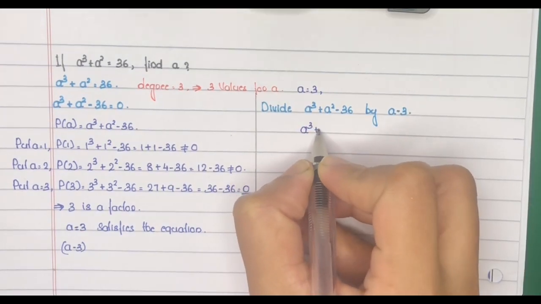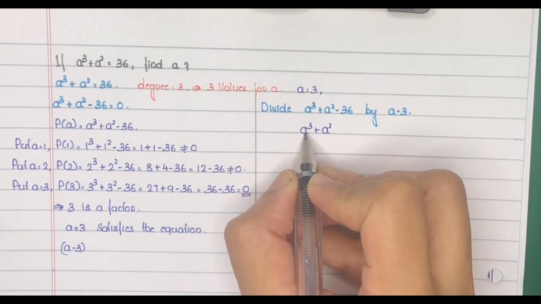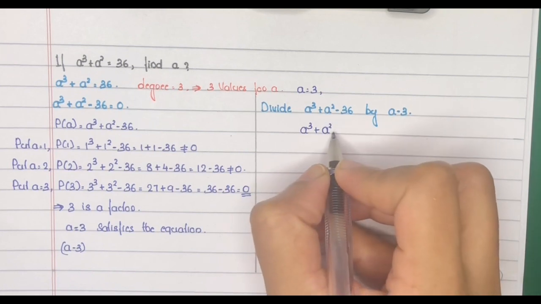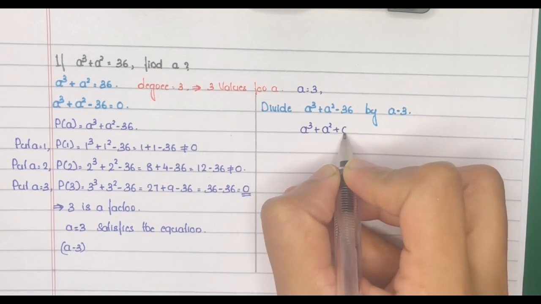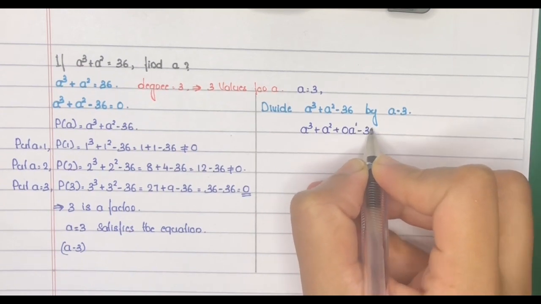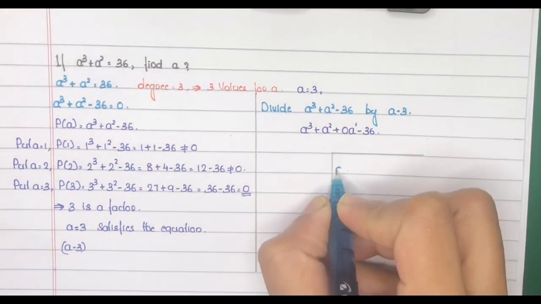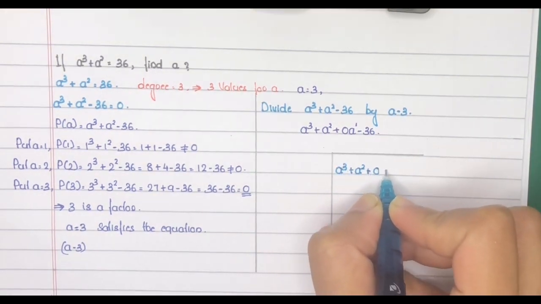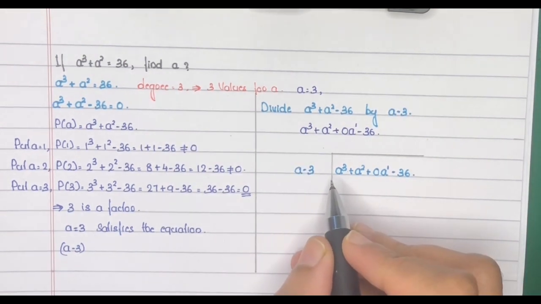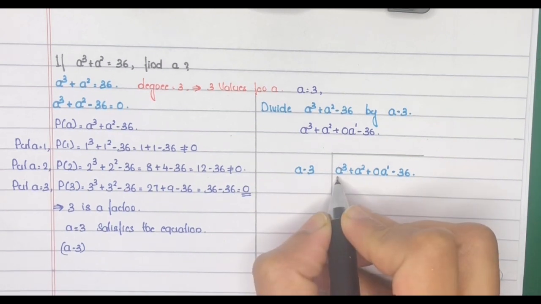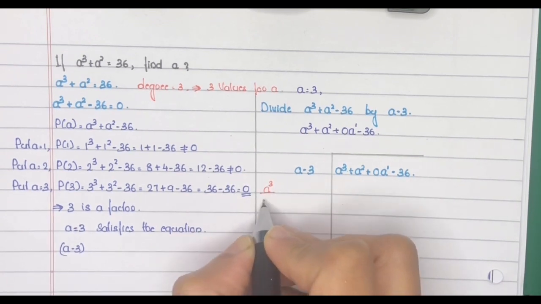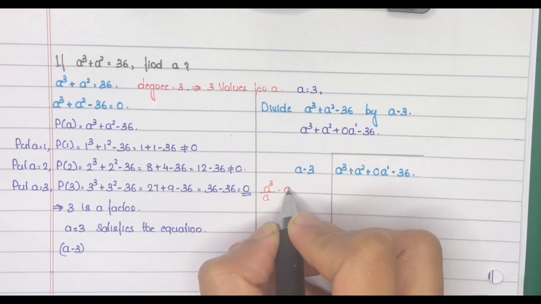a cube plus a square: this is 3 degree, this is 2 degree, and next one would be 1 degree, but it is not given. So in order to avoid confusion, plus 0 a raised to 1. 0 into any number is 0, minus 36. So divide this equation by a minus 3. Long division method. To find the first term of the quotient, the first term of the dividend is a cube, divided by the first term of the divisor a, equal to a square.